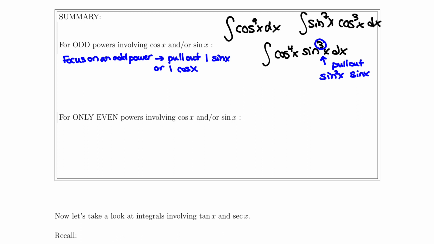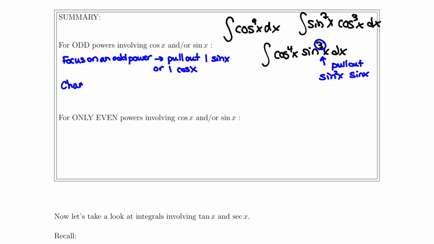All right, then what's the next step? Quinn, what do we do then? We change everything else. Sine squared x, in this case. Yep, change that to 1 minus cosine squared. So I'll write down, change the opposite trig function using 1 equals sine squared plus cosine squared.